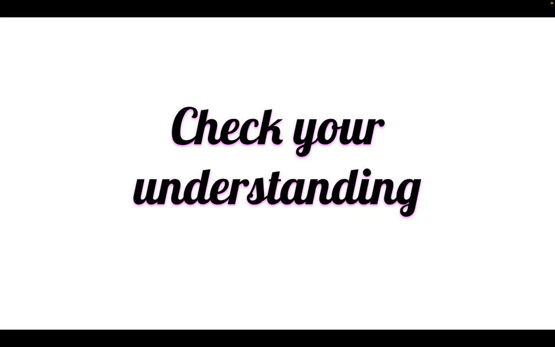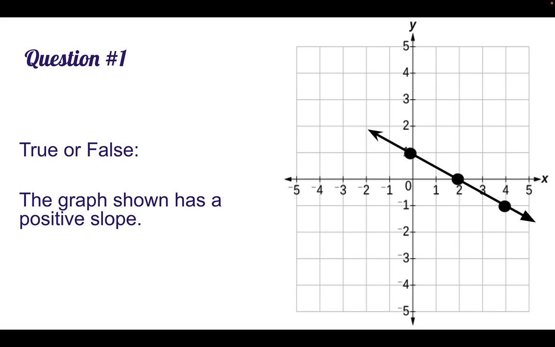Amazing. Now it's time for you to check your understanding. So our first question is true or false. The graph shown has a positive slope. So if you answered false, you are correct. Because as we can see, when we start at our y-intercept, the graph goes down and right. Down and right. So the slope would be negative because our rise is downwards.